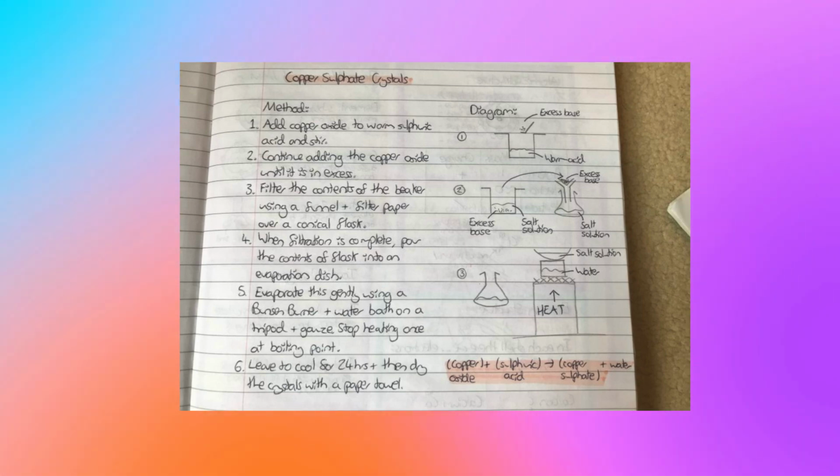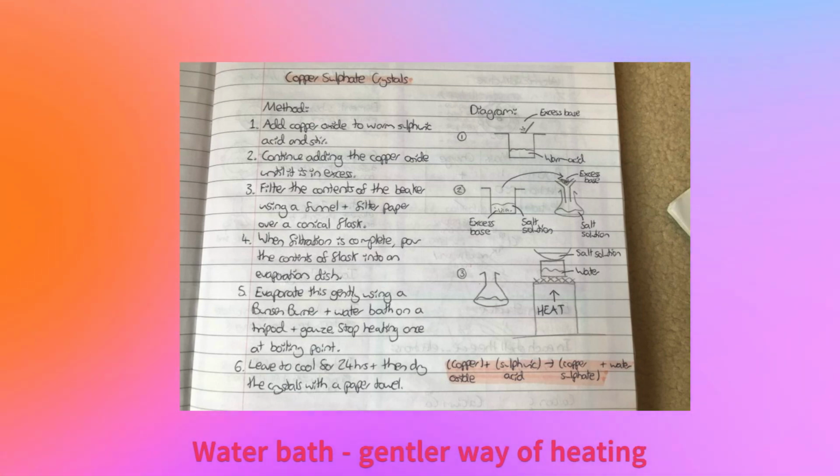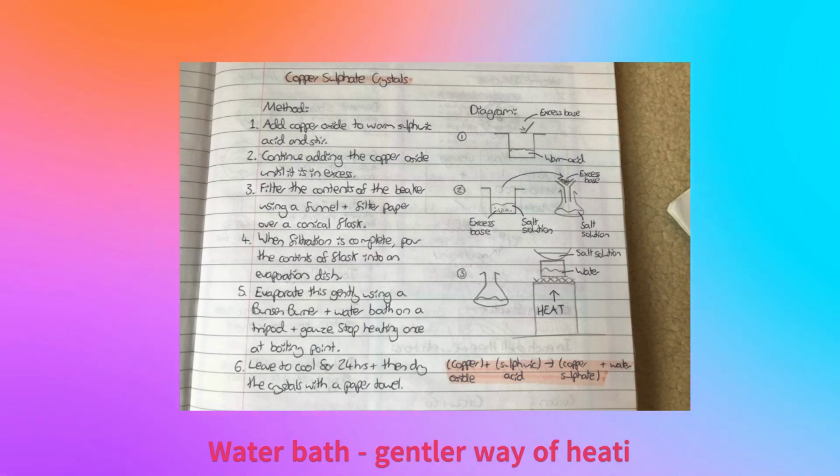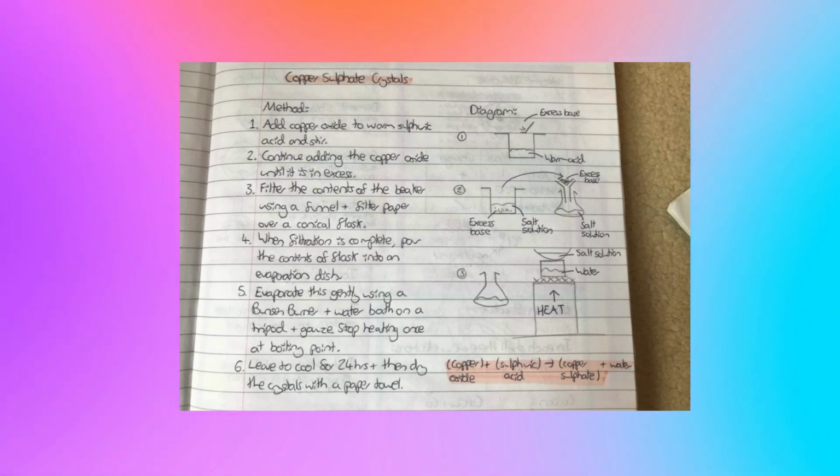Evaporate this gently using a Bunsen burner and a water bath, because a water bath gives a gentler way of heating, on a tripod and gauze. Stop heating once at boiling point and leave to cool for 24 hours, then dry the crystals with a paper towel.